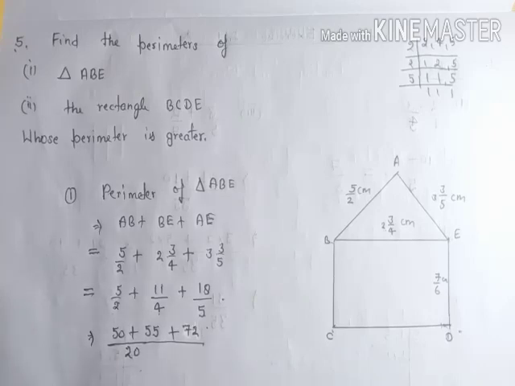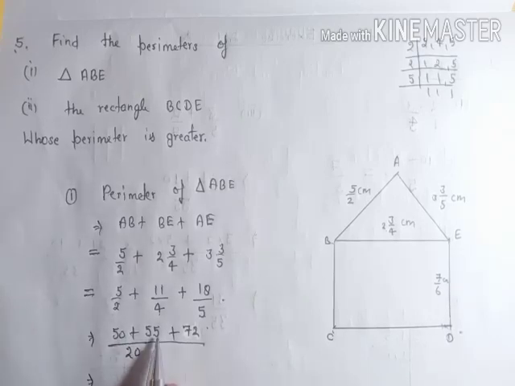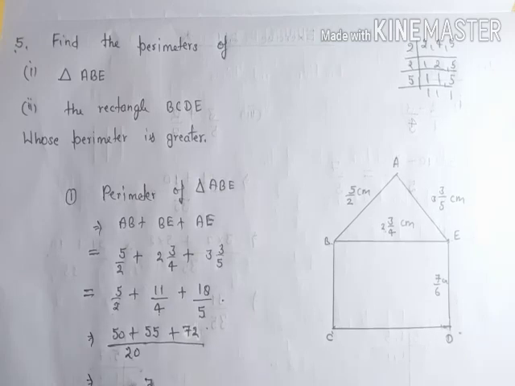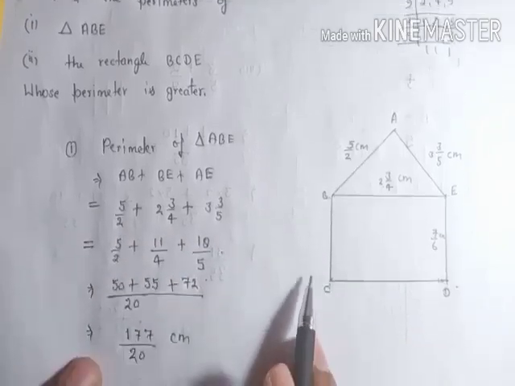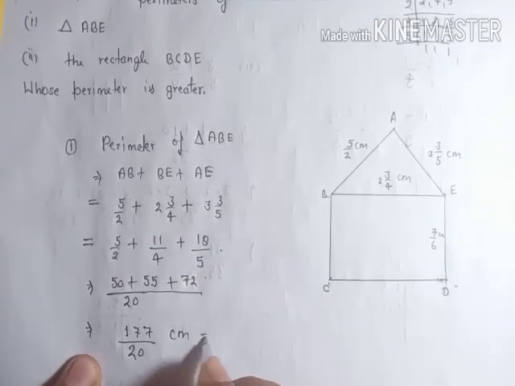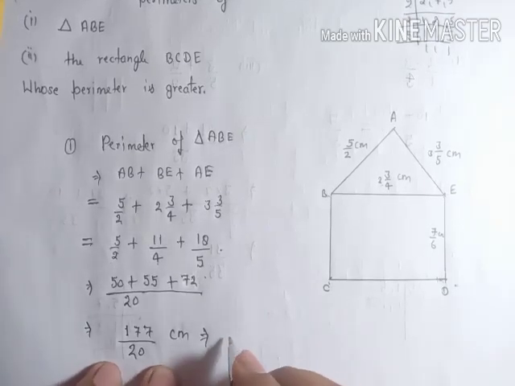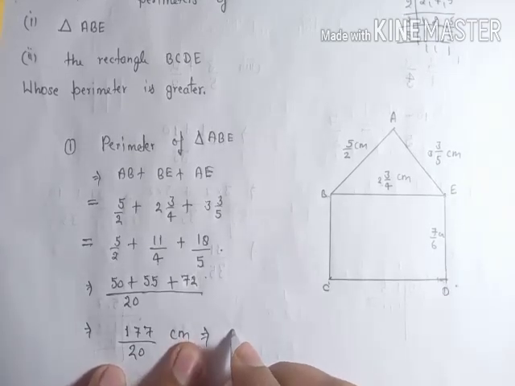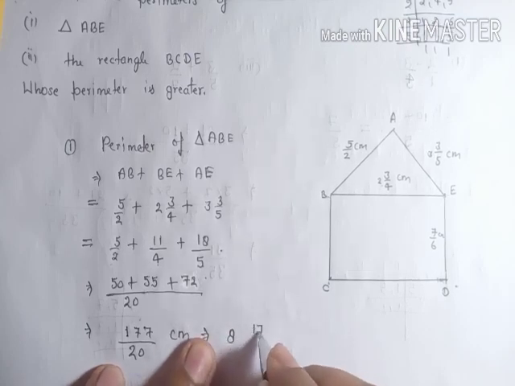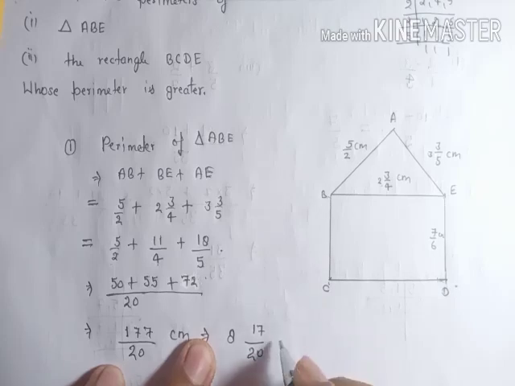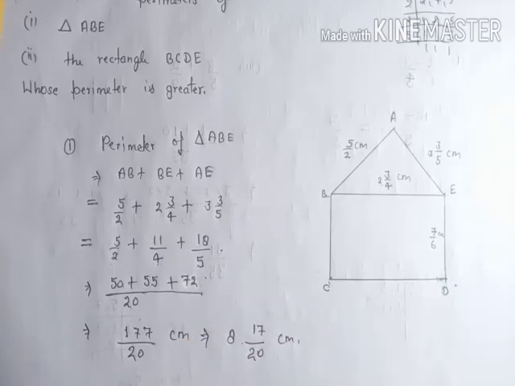Now add these numbers and you will get your answer. Add 5 and 7, 5 and 5 is 10, 10 and 7 is 17, so 177 upon 20 centimeter, because all these numbers were in centimeter. So 177 upon 20 centimeter, and this can be written as 8 whole 17 upon 20 centimeter. This is your answer here.